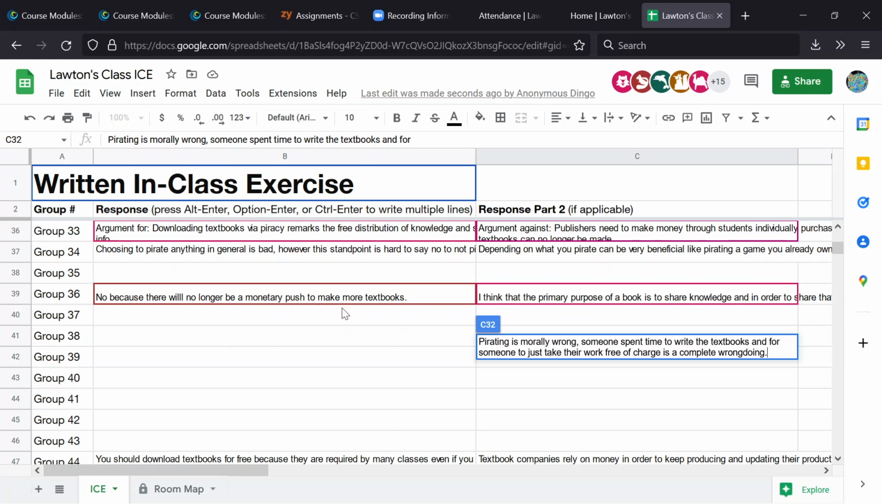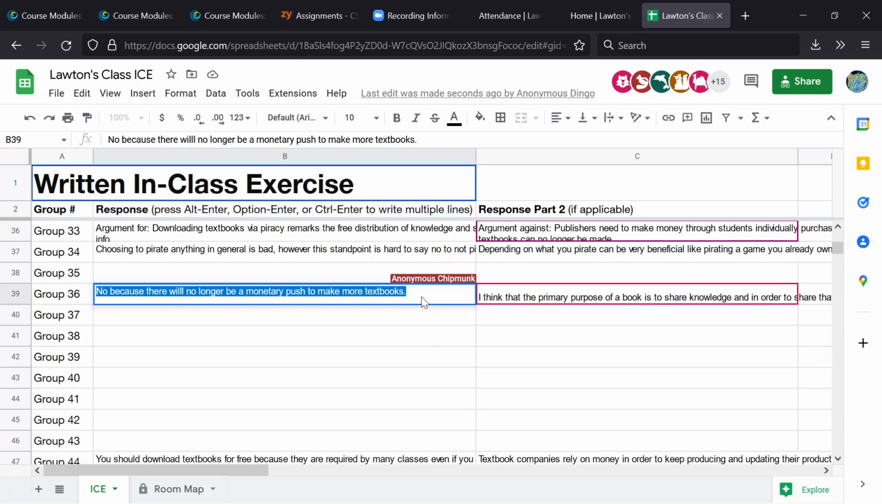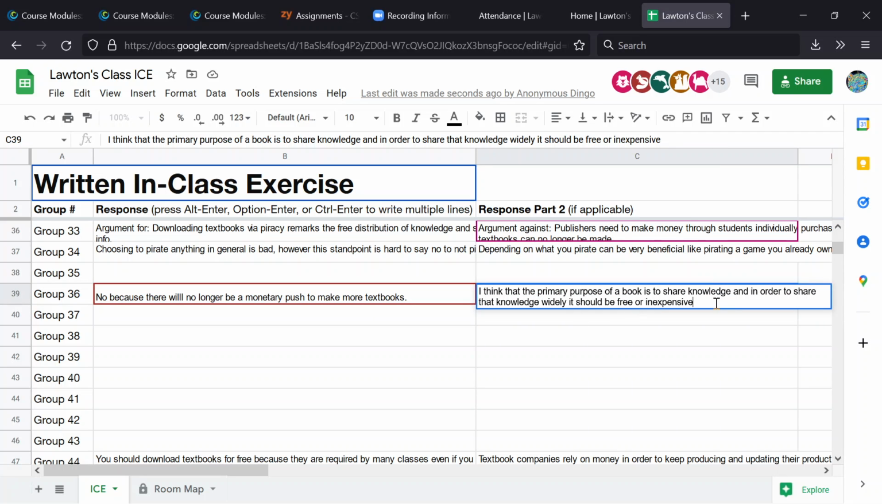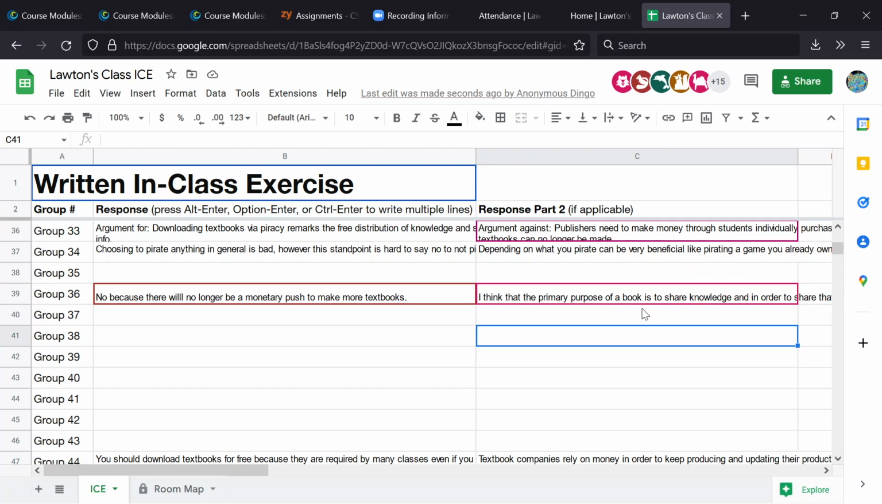No, because there will no longer be a monetary push to make more textbooks. Yeah, so great job, Group 36. There will probably be fewer people who want to write textbooks, and they're kind of important for classes. And nobody's going to want to write a textbook if everyone's just going to steal it, right? And then the counter argument to that could be whatever this is saying. Yeah, the primary purpose of a book is to share knowledge, and knowledge should be free. That's a very good thought.